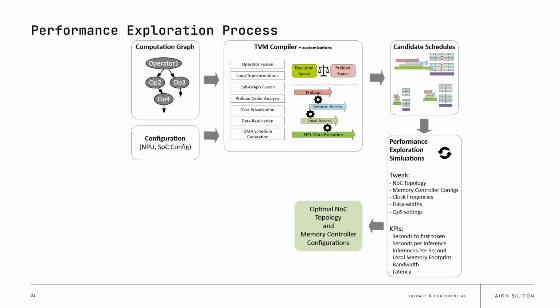And in terms of KPIs, you have different measurements: seconds, so time to first token, time per inference pass, inferences per second, local memory footprint in terms of your preload space and execution space, and then of course your system bandwidth and latency. So hopefully at the end of this performance exploration process, which could be time consuming because there are lots of simulations and experiments to run, you end up with the optimal NoC topology and configurations for your memory controllers.